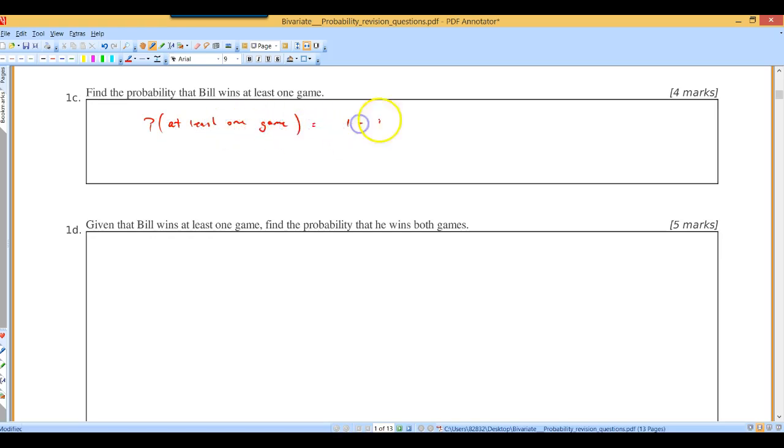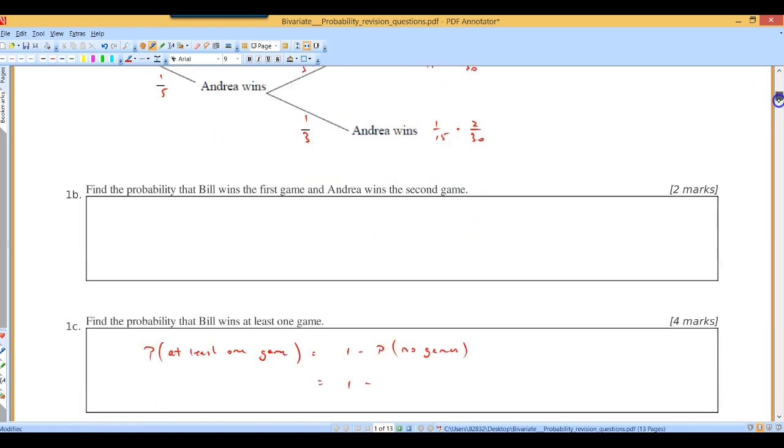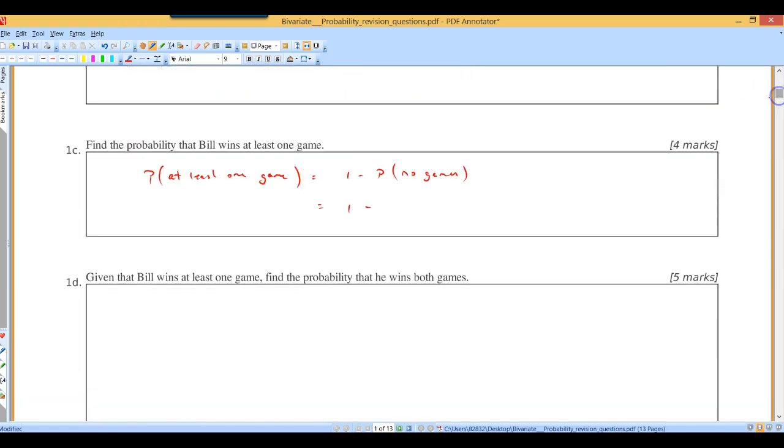That's equal to 1 minus the probability. What's the complementary event of at least one game? That's no games. We can find that much easier. Probability of no games, who loses both games, is 1/15th, or 2/30. 1 minus 1/15, which is equal to 14/15. That's the probability he wins at least one game. Now you can see how that flows into D. Given that he wins at least one game, what's the probability that he wins both games?